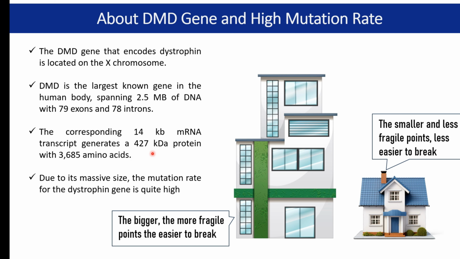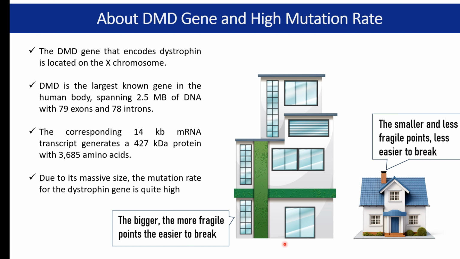Many other genes in our body are very small compared to this gene, so this gene is very big. Like in the earlier mutation chapter we studied, the bigger the gene, the more chances of getting a mutation. Due to its massive size, the mutation rate for the dystrophin gene is quite high. That's why muscular dystrophy has many different forms.